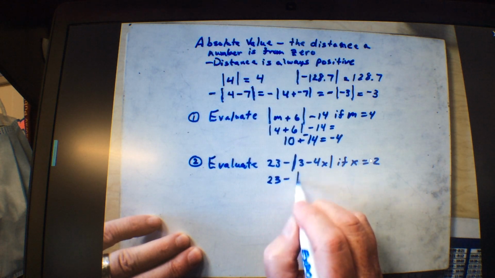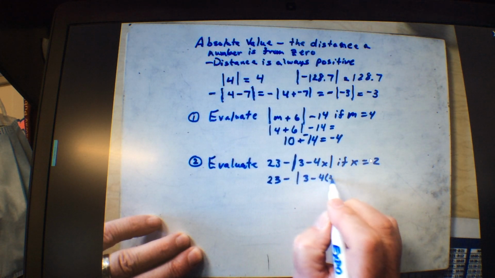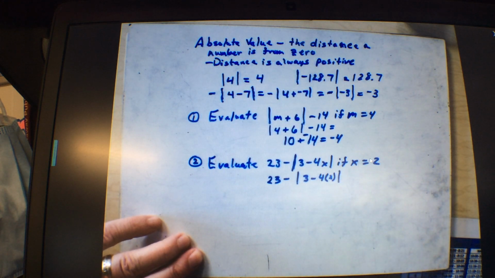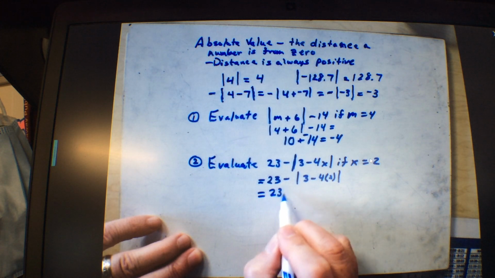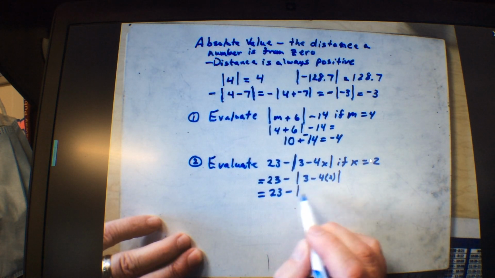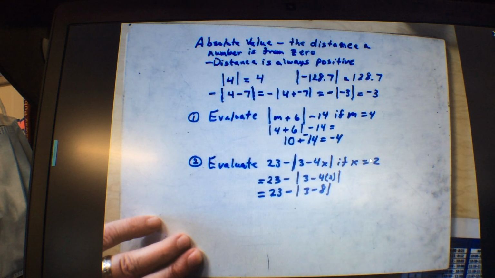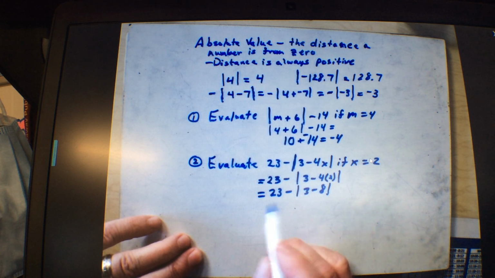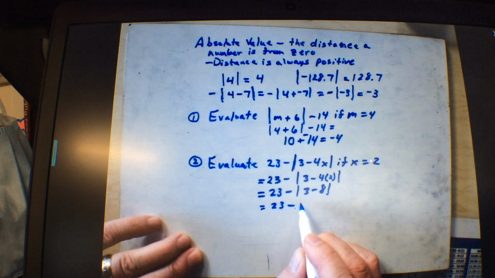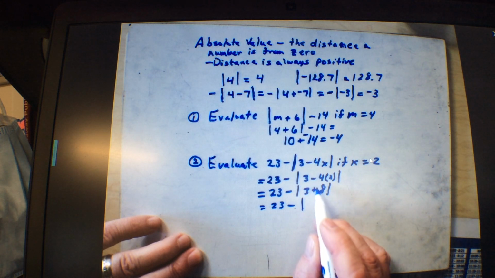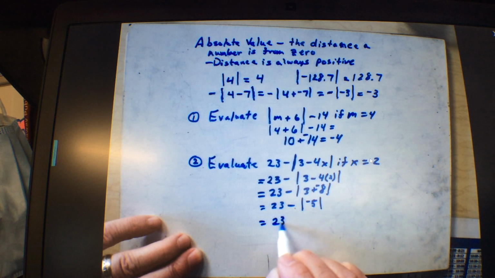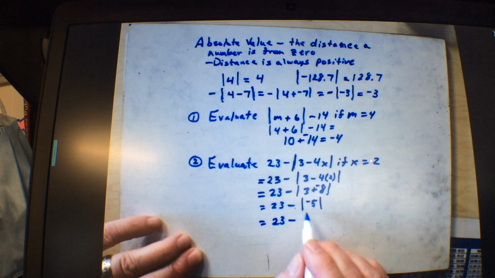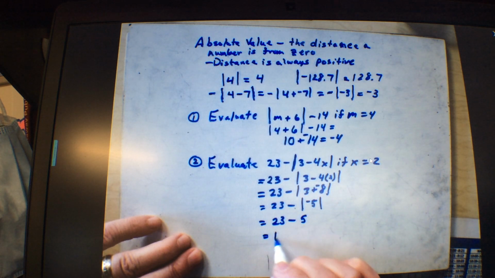So if I substitute in, I get 3 minus 4 times 2, right? That's 23 minus the absolute value of 3 minus 8. 4 times 2 is 8. I believe that's the absolute value of negative 5. And so I have 23 minus 5, because the absolute value of negative 5 is 5, equals 18, right?